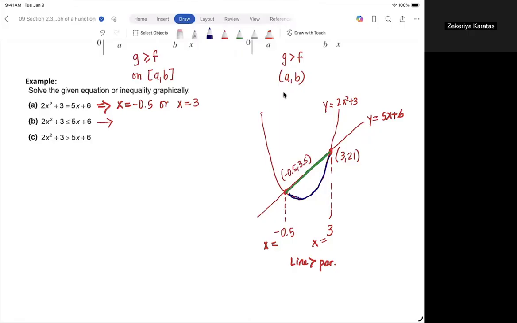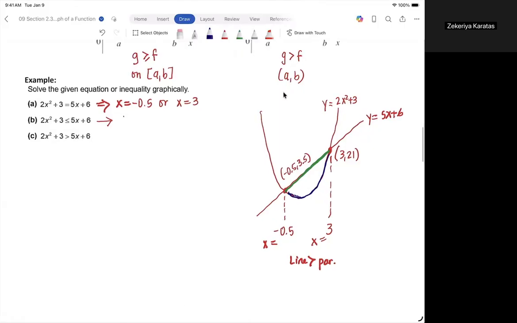So B happens, and it's like a less than or equal sign is in there. So I have to include the endpoints. So this is going to be bracket negative 0.5 comma 3 bracket. That's how you have in between.